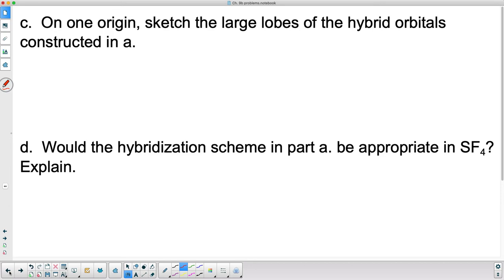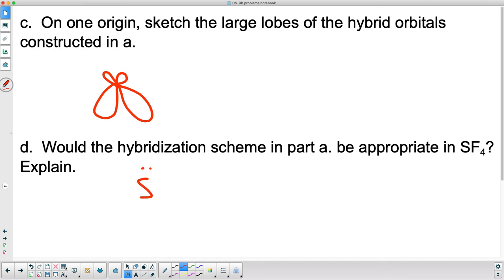Let me go back to D, okay? So I can't do this very well. There's one sp, the other one, well, that looks like some kind of ridiculous ribbon. Okay, whatever. Would the hybridization scheme in part A be appropriate for SF4? Explain. Of course not.